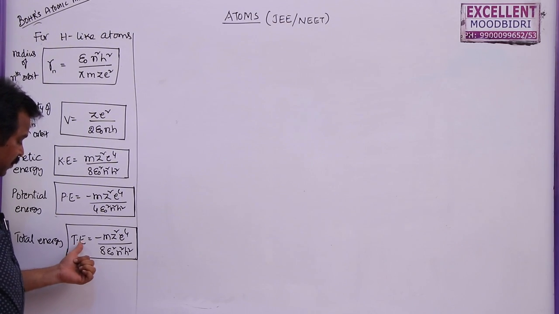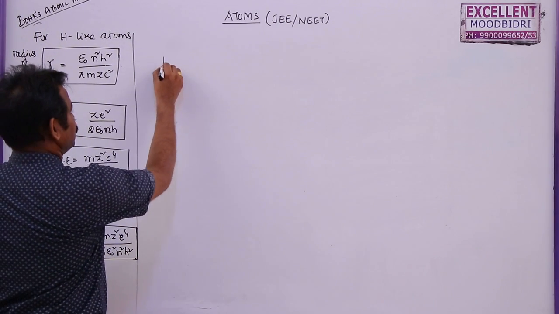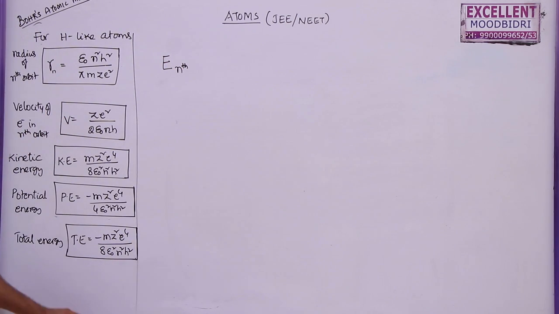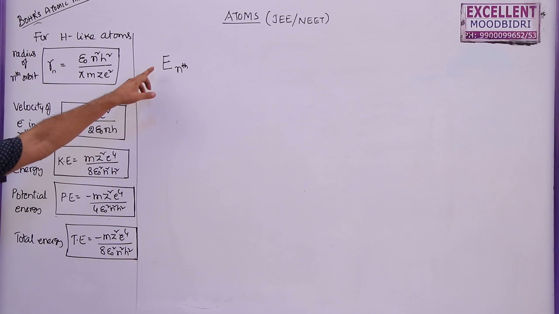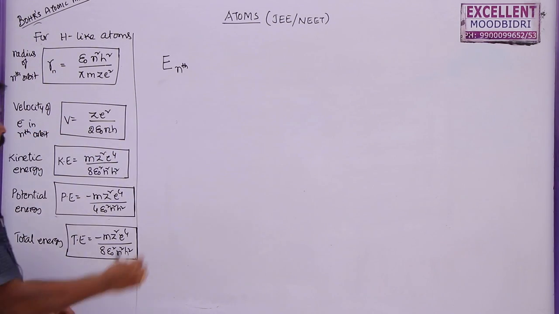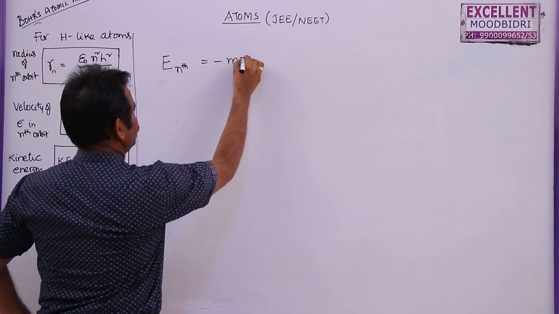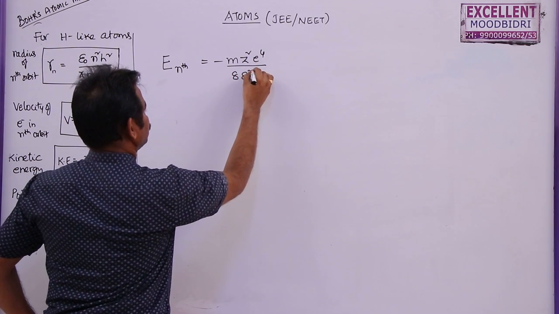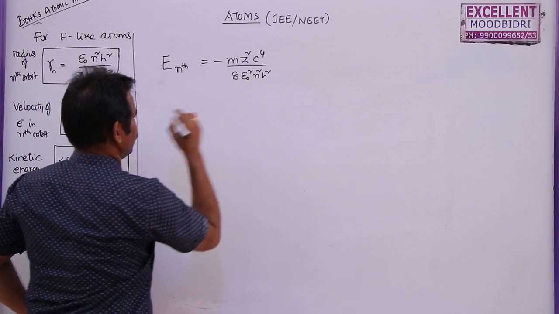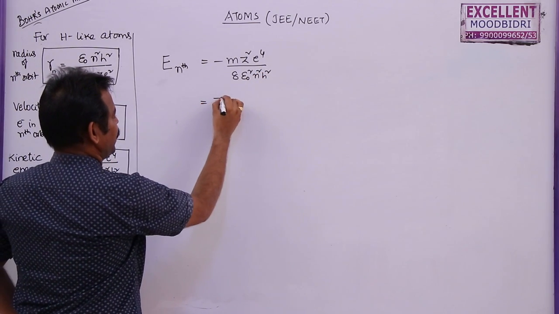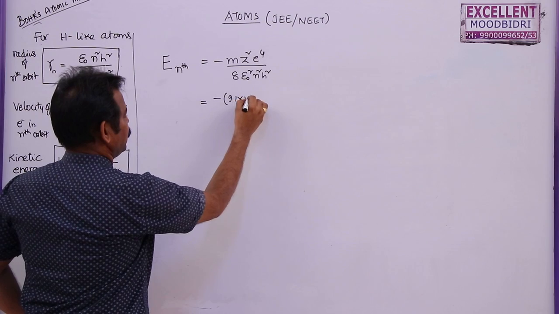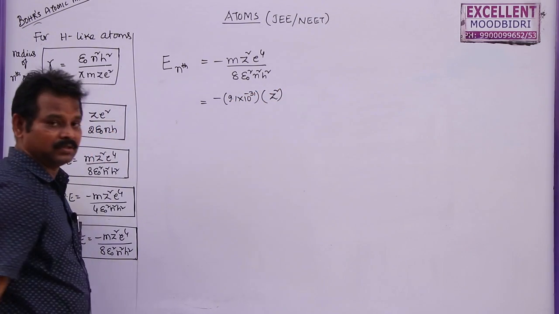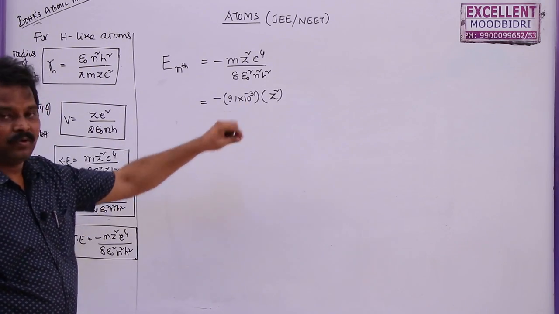Total energy of electron in the nth orbit is given by E in the nth orbit is equal to minus of m z square e power 4 by 8 epsilon naught square n square h square. So in this let me substitute: m is 9.1 into 10 power minus 31. Z square you keep like this, because from atom to atom Z value changes.